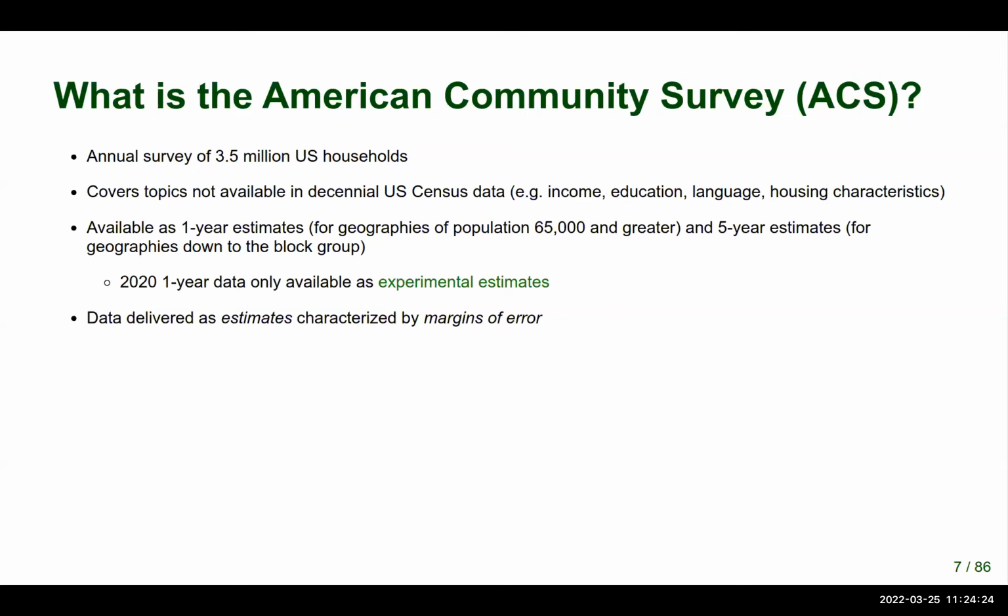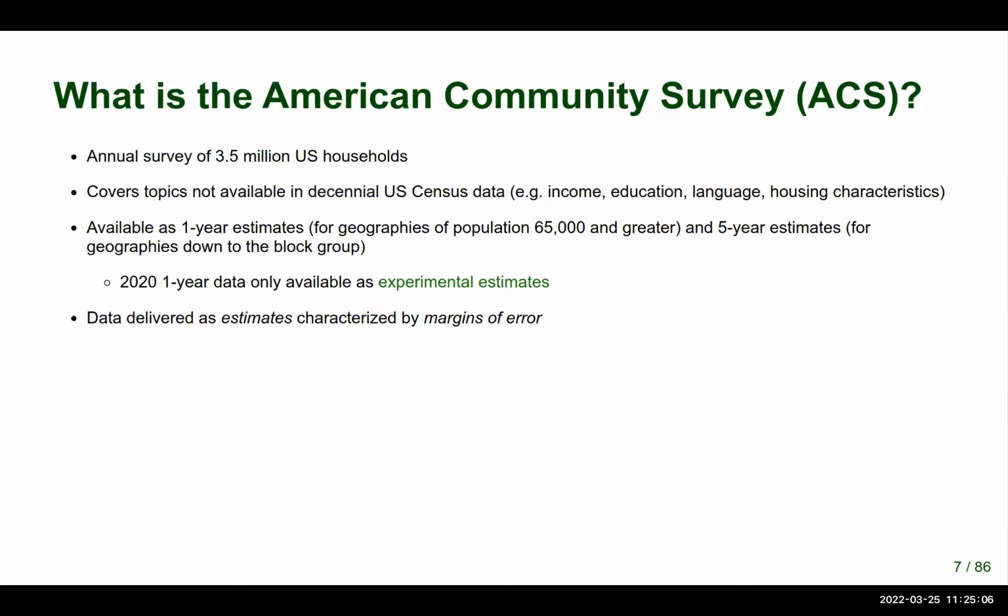The ACS comes in two flavors. One is the one-year estimates, which are released only for geographies of population 65,000 and up. And so you get more up-to-date data, but for small geographies, you don't get data at all. For those smaller geographies, all the way down to the census block group, we use the 5-year ACS estimates, which are basically averaged over a 5-year period. The most recent is 2016 to 2020, so it's bringing in information from 2016 to 2020 to generate a more robust sample with which we can infer characteristics of the US population.